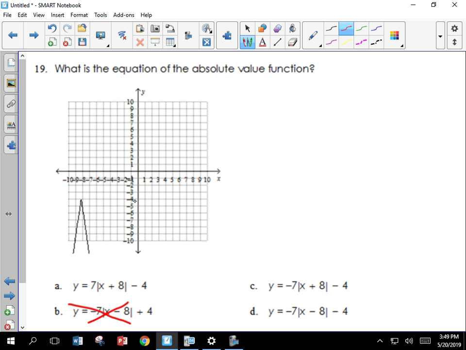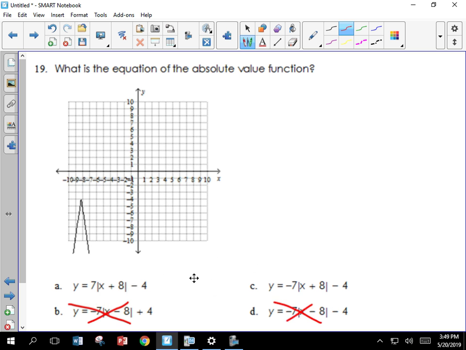Now, I went left 8. Well, they all have an 8 in them. Now, what happens here is, how do I decide if it's plus or minus? And a lot of you are going to pick this one because with minus you think left. When it's inside parentheses or absolute value or inside, it's opposite. So when you go left, it's actually plus. Okay? Remember that. So D is not an option.